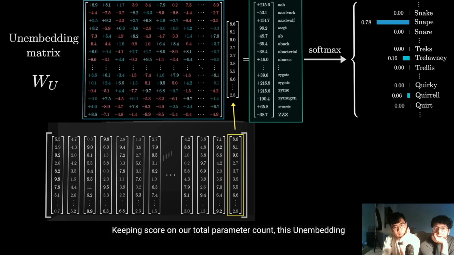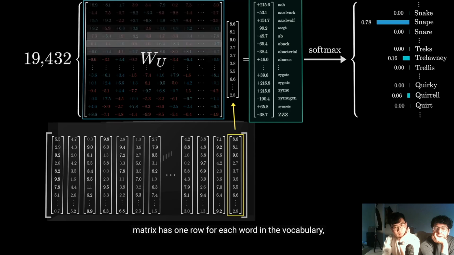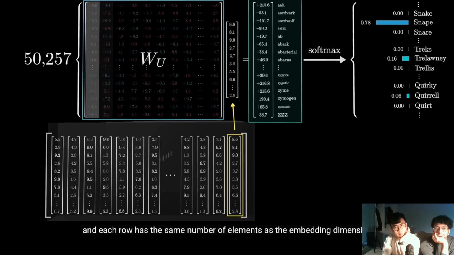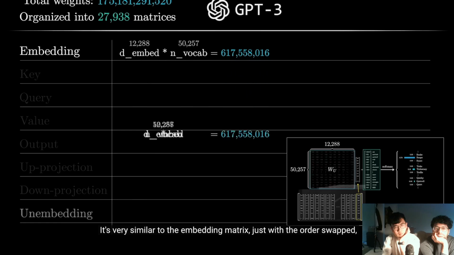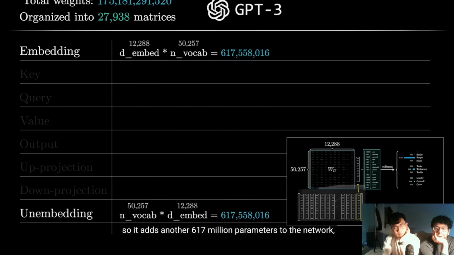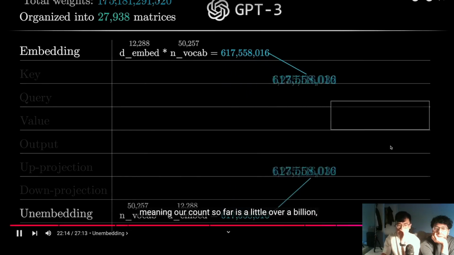Keeping score on our total parameter count, this unembedding matrix has one row for each word in the vocabulary, and each row has the same number of elements as the embedding dimension. It's very similar to the embedding matrix, just with the order swapped, so it adds another 617 million parameters to the network, meaning our count so far is a little over 1 billion.